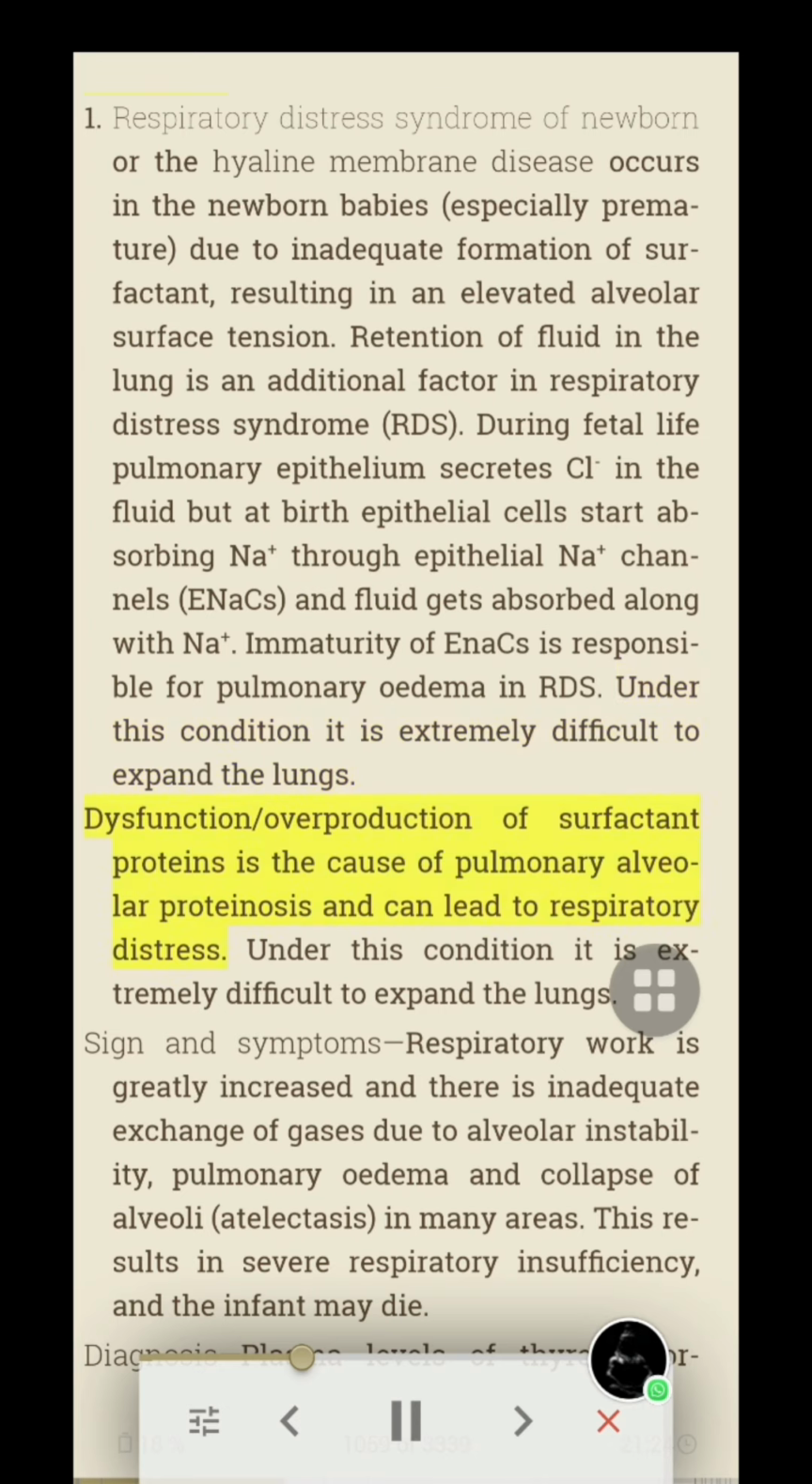Dysfunction. Overproduction of surfactant proteins is the cause of pulmonary alveolar proteinosis and can lead to respiratory distress. Under this condition, it is extremely difficult to expand the lungs.